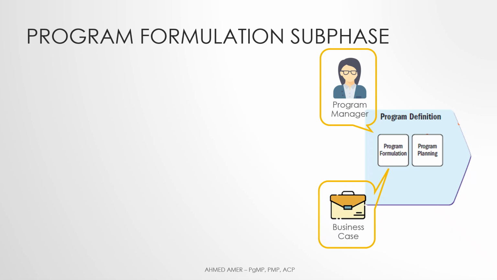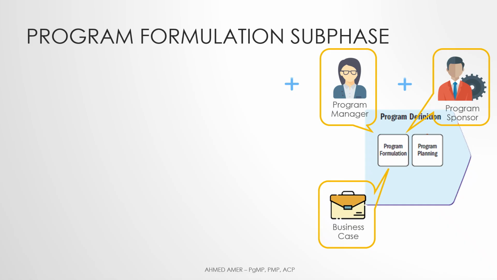The program formulation phase is when the program sponsor gets assigned by the sponsoring organization. Please refer to the previous videos to get more familiar with the program sponsor roles and responsibilities. Once the program manager is assigned and gets their roles, responsibilities, and organizational interfaces defined, they should jump in to guide the program formulation phase and facilitate the development of the required outcomes.